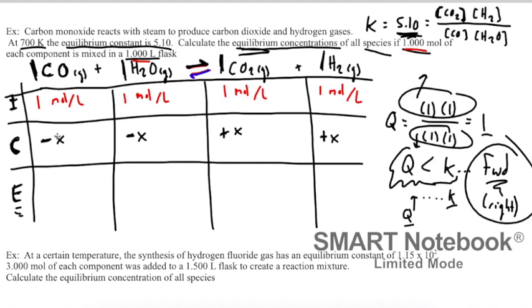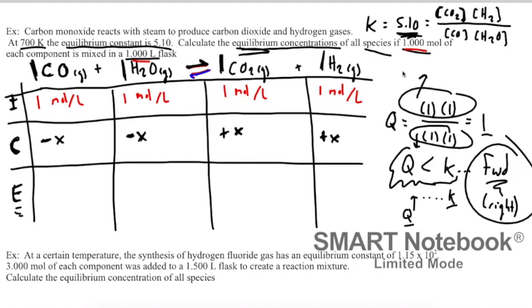For every X that CO gets consumed, the same value X of H2O will get consumed because of the 1 to 1 ratio. And the same value X, 1 to 1, will get produced here and here. So that is what the change is. You're always going to think about two things. First of all, you have to figure out what the sign is, negative or positive. Which way will the reaction proceed? Will it consume reactants and make products, or vice versa?